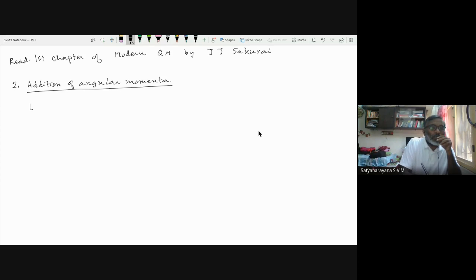So let J1 vector and J2 vector be two angular momenta. It can be of the same particle or it can be of two different particles, it doesn't matter. And let capital J be the vector sum of this, J1 plus J2.